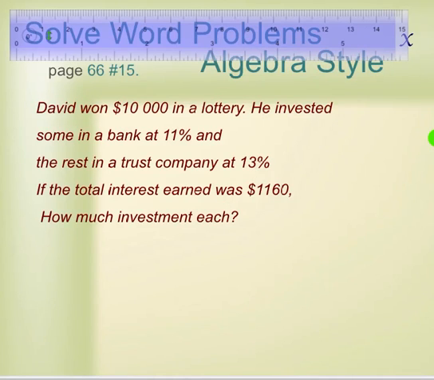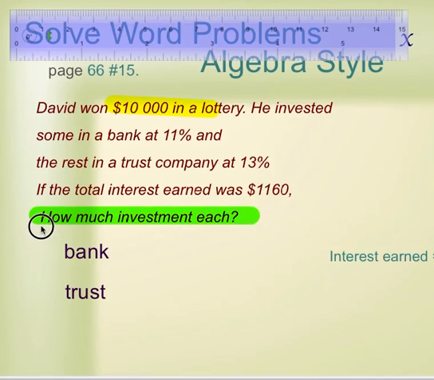As you can see, there's a lot of numbers in here, so we had to make some sense of those numbers first. That's $10,000. That's the total money for investment. David is very disciplined, and he's putting some money in the bank and some money in the trust. So those are the different investments we had to figure out. The question was to ask how much investment each.